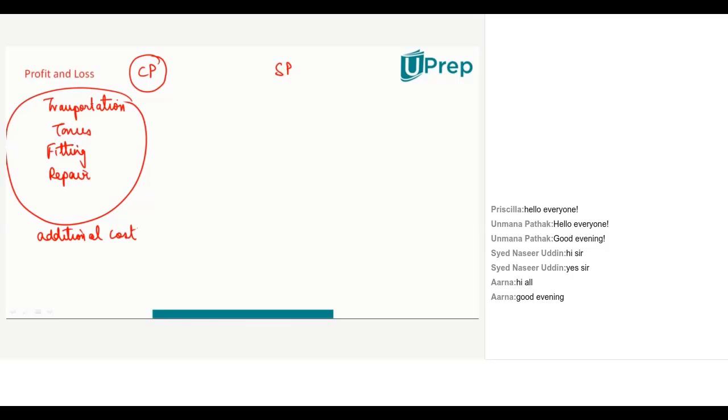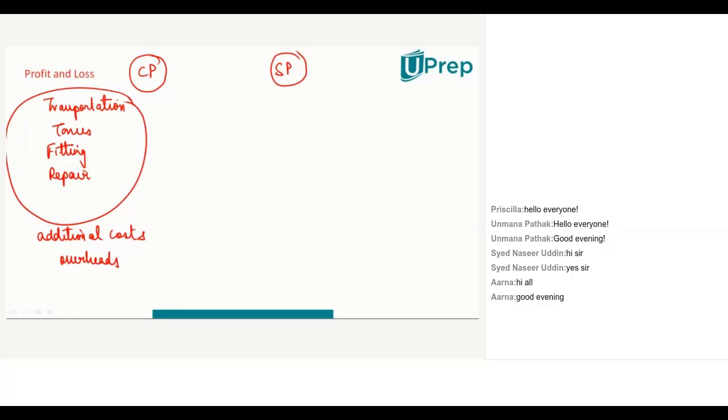Now, does the cost price only include the cost of the television or the refrigerator, or does it include all these additional costs which are also called overheads? What do you think, Priscilla? Sir, it includes the overhead. Exactly. So whenever we are talking about the cost price, we're talking about the net cost price, where we are talking about the cost price of the article or the product or whatever you purchase, along with all these additional expenses. Now, selling price is obviously the price at which you sell the article.